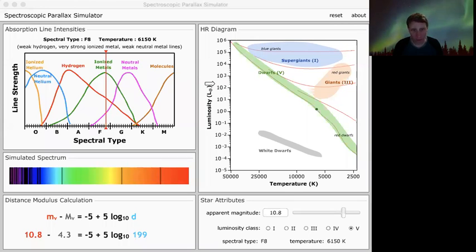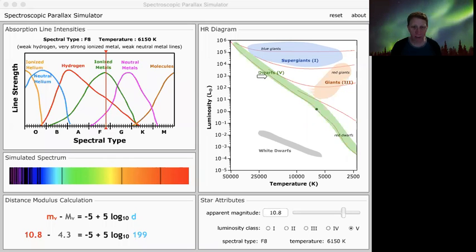All right, let's look at spectroscopic parallax. First of all, spectroscopic parallax is not real parallax. It's not the way that you measure distances using angles and stuff like that. It's just a different way of getting at the distance to a star.